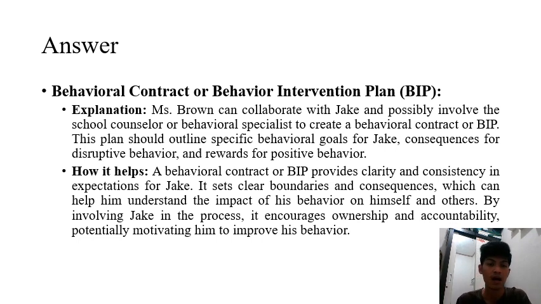How it helps: a behavioral contract or BIP provides clarity and consistency in expectations for Jake. It sets clear boundaries and consequences, which can help him understand the impact of his behavior on himself and others. By involving Jake in the process, it encourages ownership and accountability, potentially motivating him to improve his behavior.